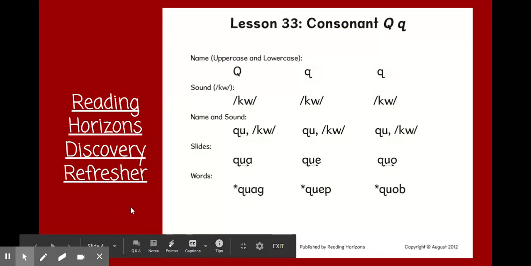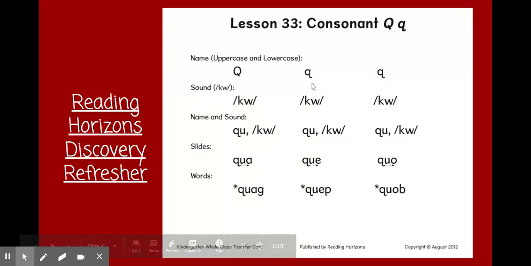Remember, a vowel is a letter that makes two sounds. Let's quickly go over Q that we learned last week. Uppercase Q, lowercase Q, qua. When we put qua with the g sound at the end, we get quag. When we put qua with a p sound at the end, we get quip. When we put qua with a b sound at the end, we get quab.